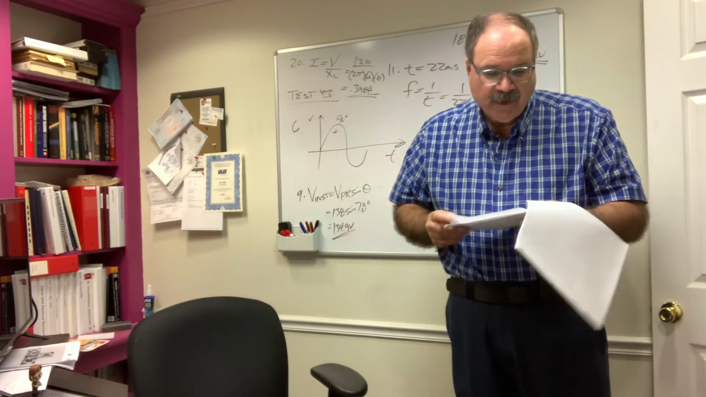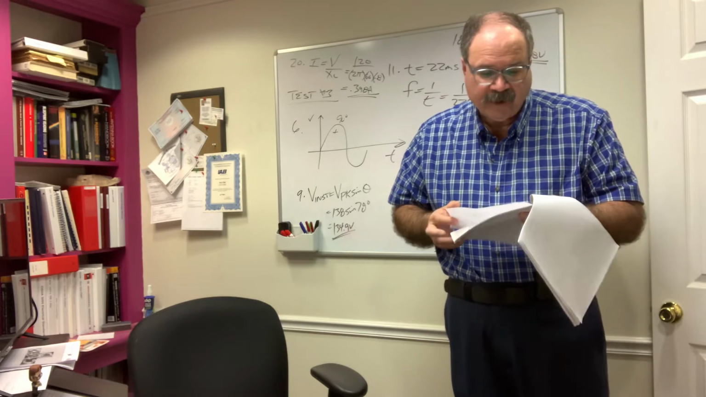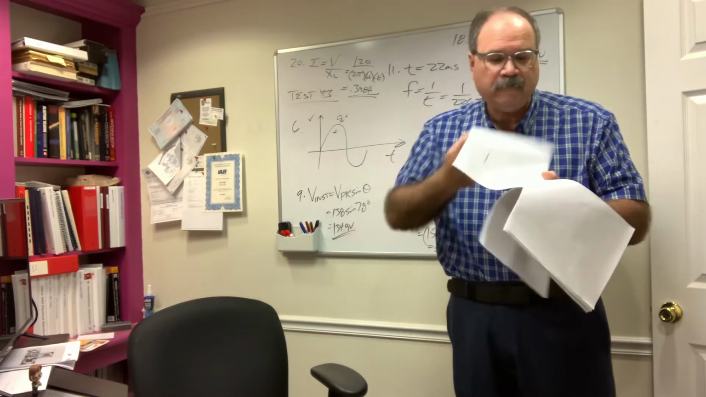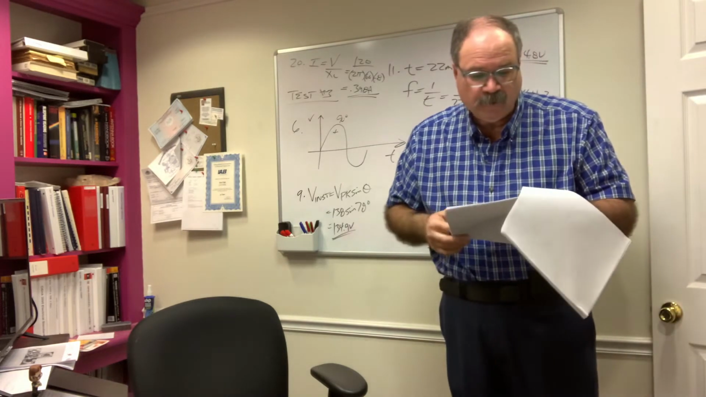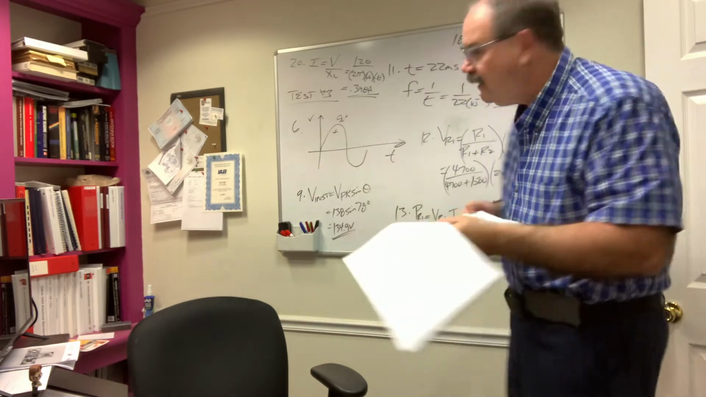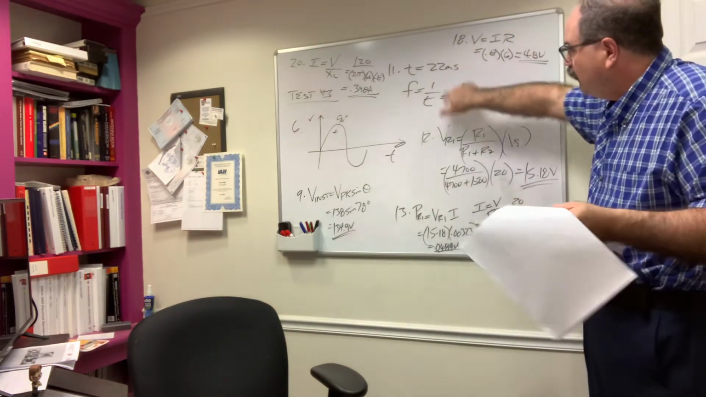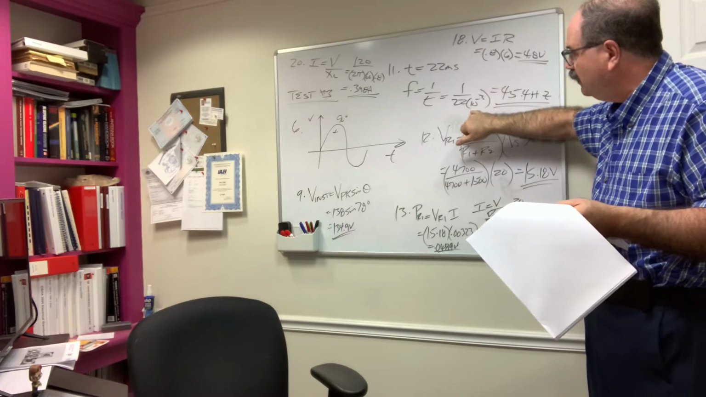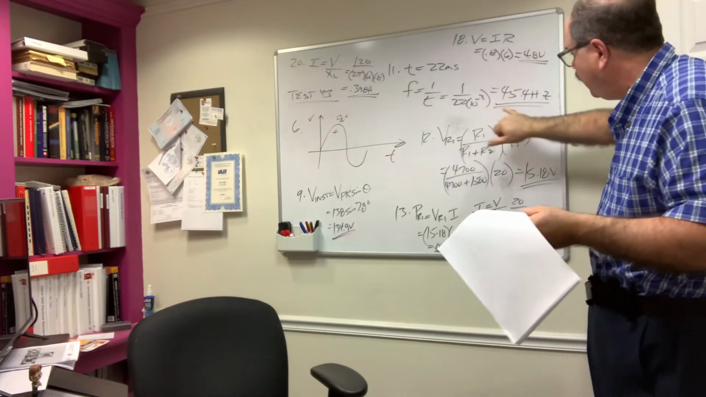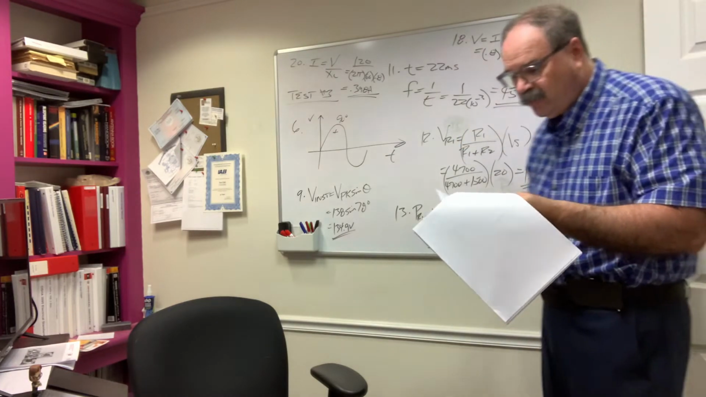Question 10, the root mean squared or RMS value is also called the effective value of voltage. Question 11, if the period of a square wave is 22 milliseconds, what is its frequency? Remember, time and frequency are inversely related, so I take 1 divided by 22 milliseconds, always converting to base units, and I'll get a frequency of 45.4 hertz.